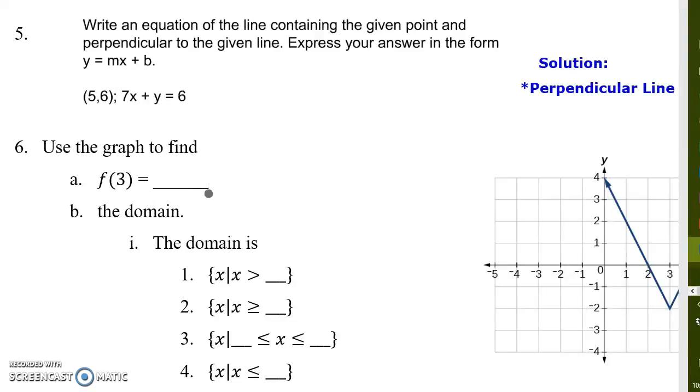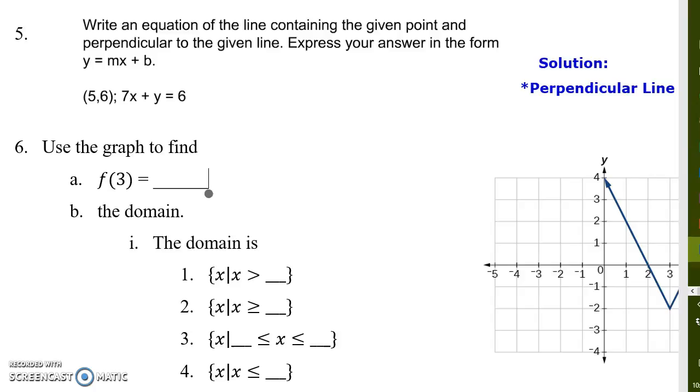Number 5 tells us to write an equation of the line containing the given point and perpendicular to the given line. In other words, we're given a line 7x plus y equals 6, and we are told to find a second line, and the second line is perpendicular to the first line. Now, what we know about perpendicular lines is that if you are given a line with a certain slope, the perpendicular line will have the negative reciprocal of the first line's slope. That means we need to find the slope of the given line here.